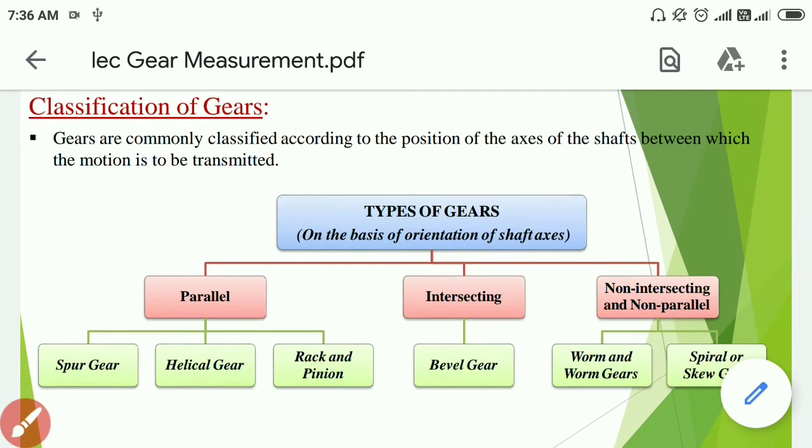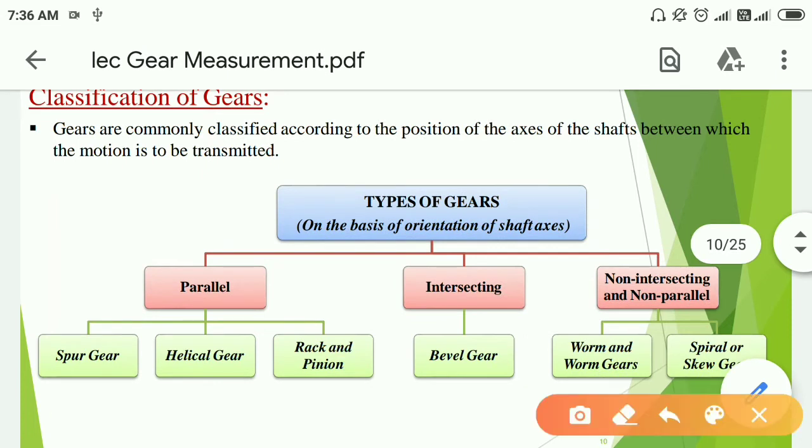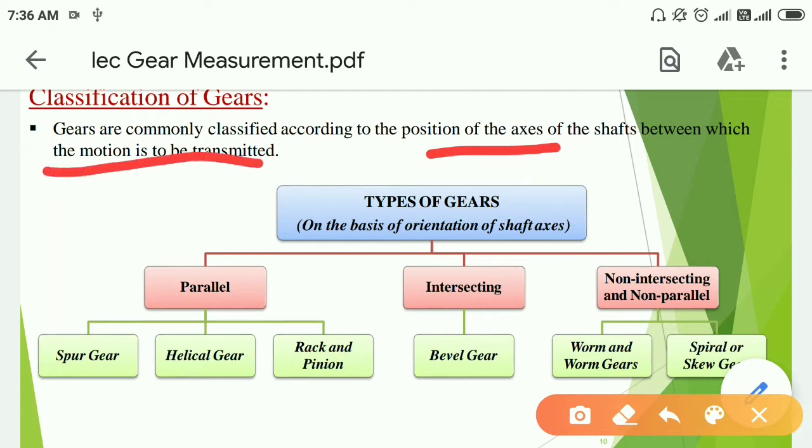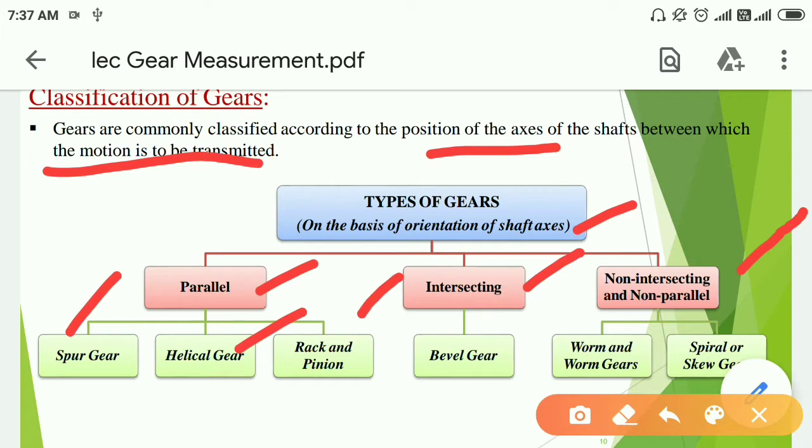Gears are commonly classified according to the position of the axis of the shaft between which the motion is transmitted. Types of gears on the basis of orientation of shaft axis: first one is parallel axis, intersecting, non-intersecting and non-parallel. In parallel, there are three types of gear: spur gear, helical gear, rack and pinion. In intersecting, there is bevel gear, and in non-intersecting and non-parallel, worm and worm gear, spiral and screw gear.